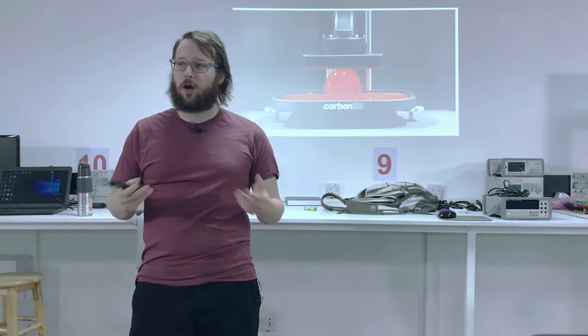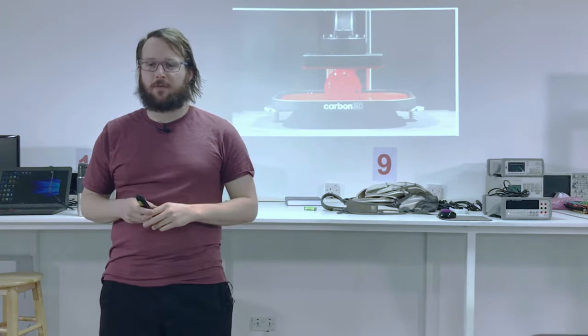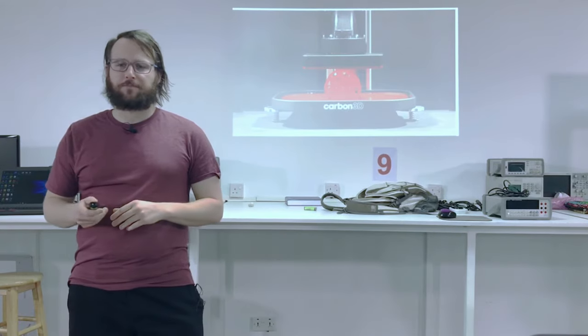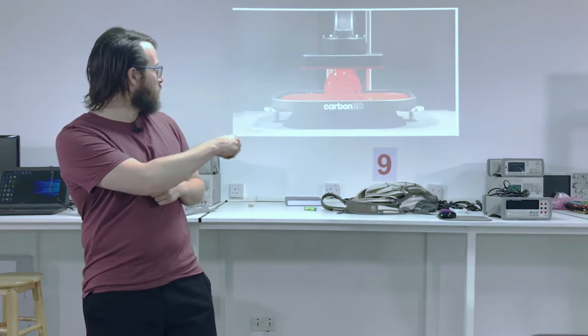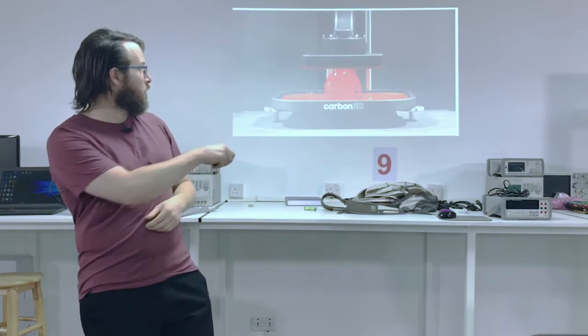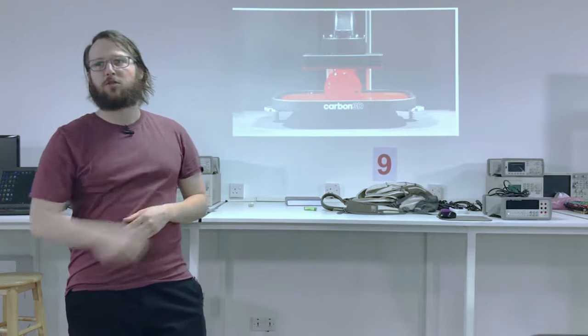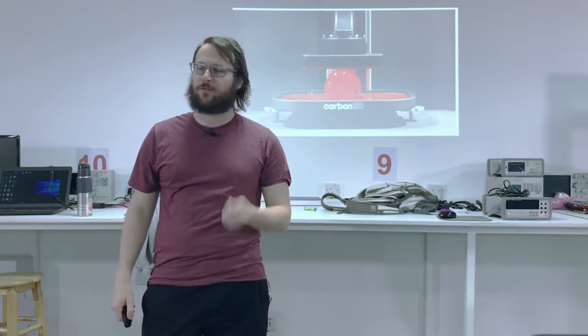This particular printer, the Carbon 3D, is a really fascinating machine. It can print really fast because of the way that it does things. But generally, the way this process works is you have a vat of a liquid plastic. So whereas this one uses a solid plastic and a thin filament, this one uses a liquid plastic. And this is a special liquid plastic that is cured with light. Usually it's cured with ultraviolet light.